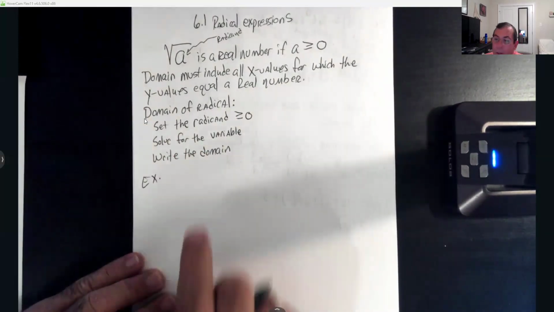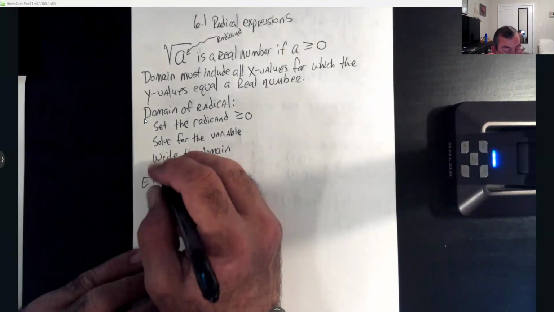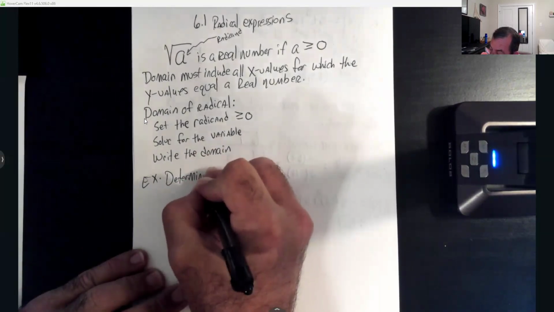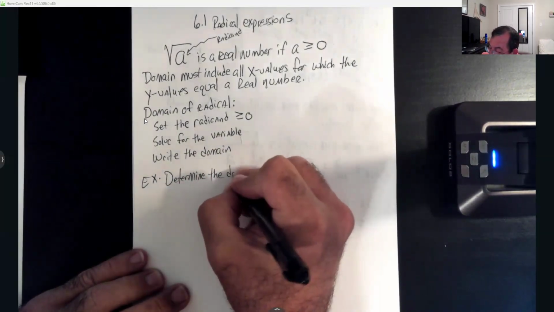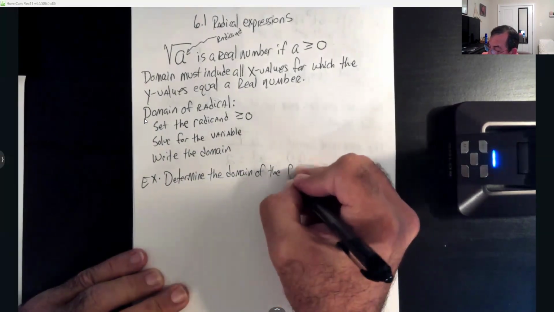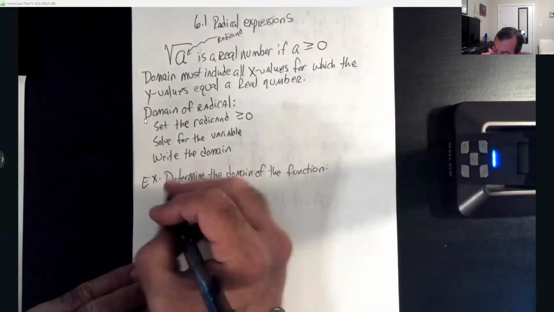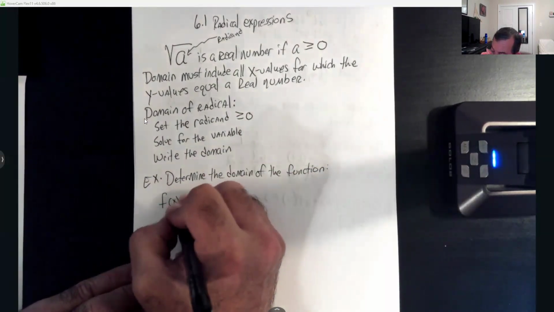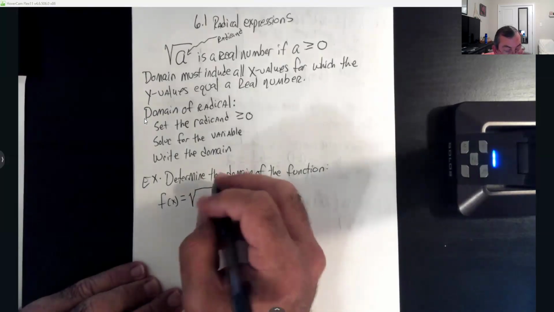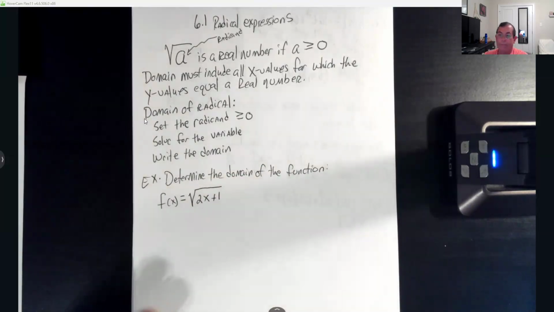All righty, so these first two examples are just like the one I'm about to show you. So I'm going to do one of these. This one says determine the domain of the function. They're giving me f of x equals square root of 2x plus 1.